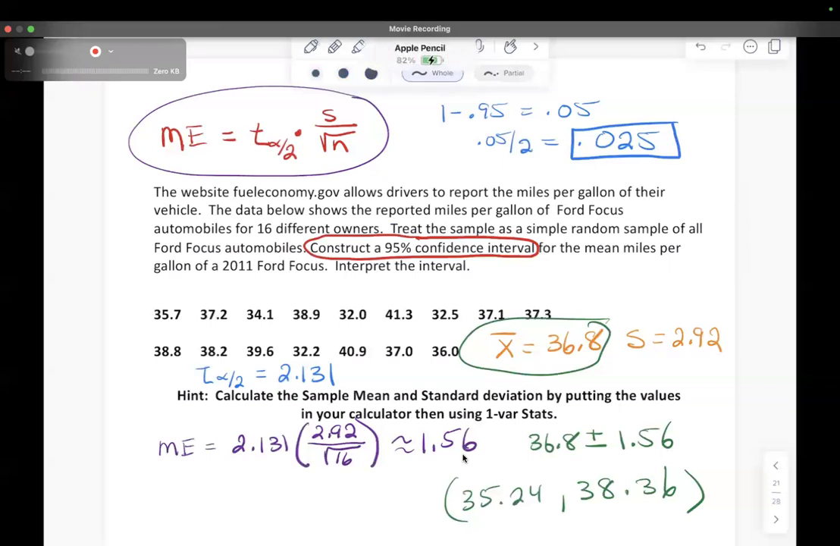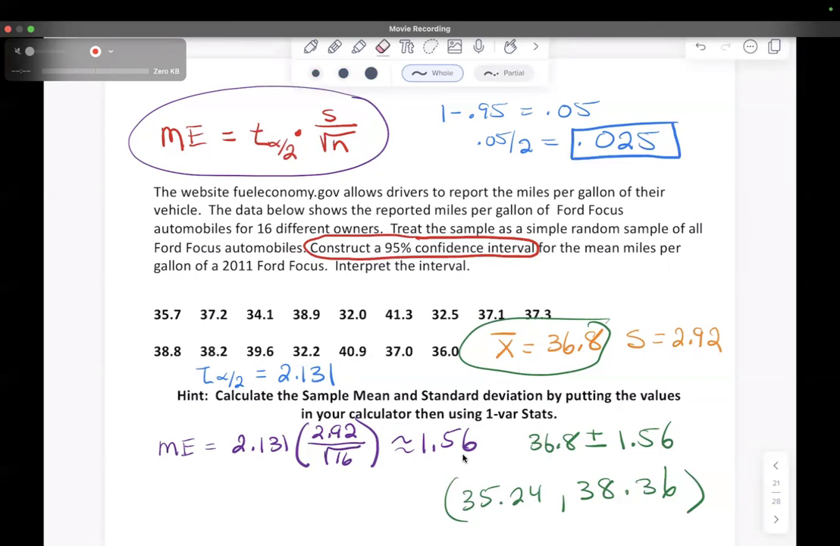Yes, the n minus 1 is only for the t sub alpha divided by 2, only for the t value. Good question. So it is only for the t value. Otherwise, use the n. All right. So I could say my conclusion would be I'm 95% confident that the actual average fuel economy for a 2011 Ford Focus is between 35.24 and 38.36 miles per gallon.